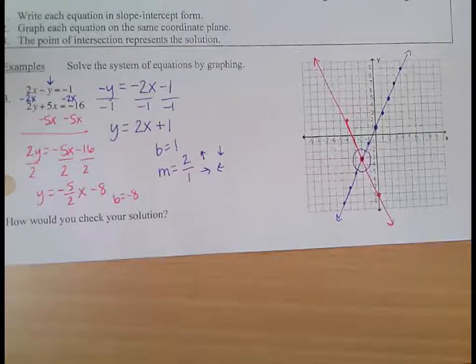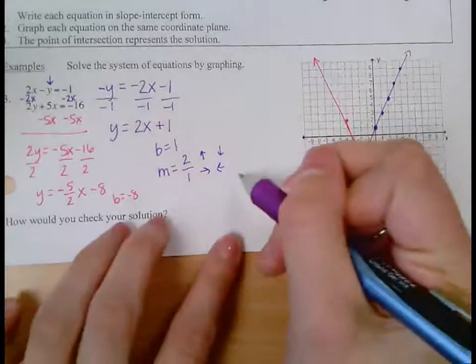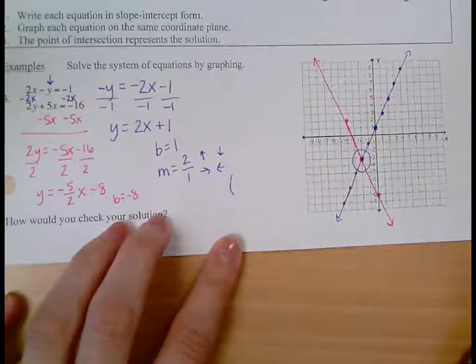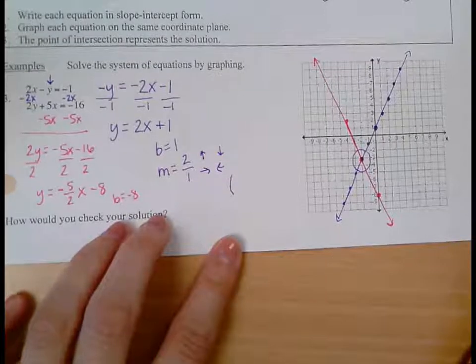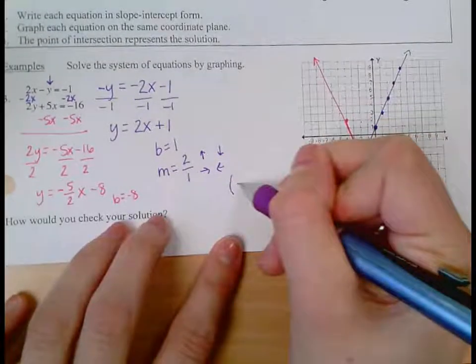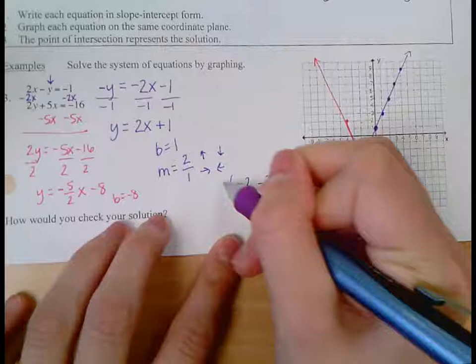That is what the solution to a system represents graphically. What ordered pair do they intersect at? What ordered pair is this? -2, -3. Thank you.